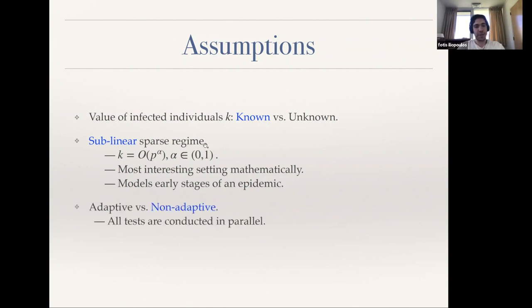So now the second important variation is whether we are looking at the adaptive or the non-adaptive setting. The non-adaptive setting is the setting where all tests are conducted once in parallel. This is what we would like to use in practice, as opposed to having rounds, which is the adaptive setting in which we perform some group tests, and then based on these results, we perform some more and so on. We will not deal with this. We will only care about the non-adaptive setting, where we form some groups of individuals, we test each group, and then based on these results, we will try to identify the infected individuals.